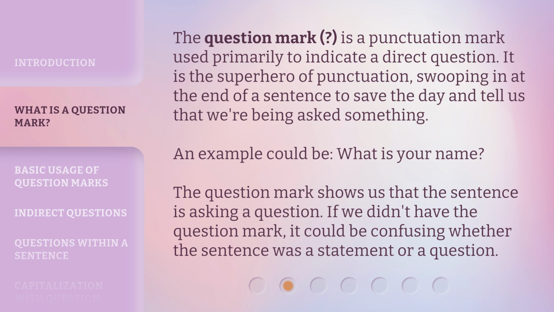The question mark is a punctuation mark used primarily to indicate a direct question. It is the superhero of punctuation, swooping in at the end of a sentence to save the day and tell us that we're being asked something. An example could be, "What is your name?" The question mark shows us that the sentence is asking a question. If we didn't have the question mark, it could be confusing whether the sentence was a statement or a question.